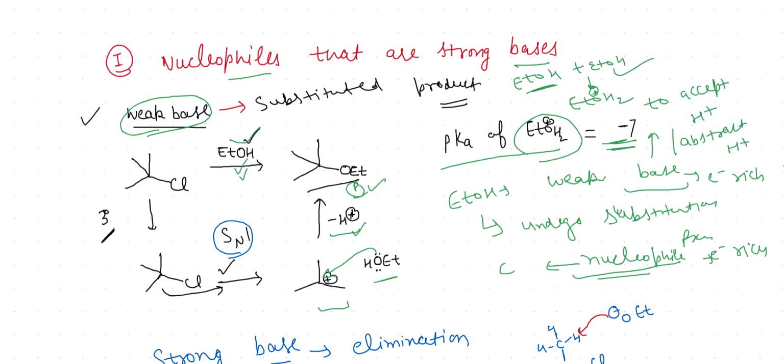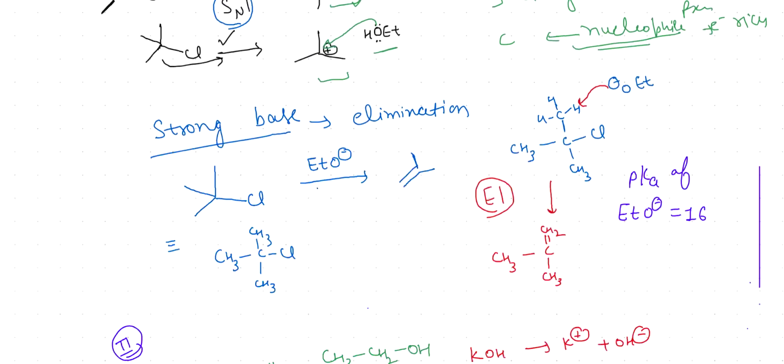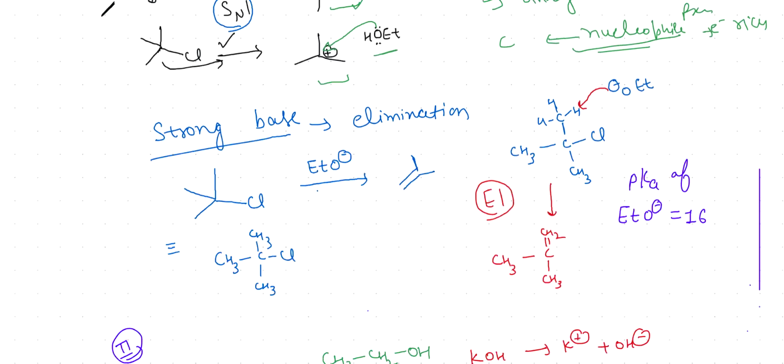See, we have conducted the same reaction using a strong base, in which the base is ethoxide ion. Ethoxide ion has the negative charge on the oxygen. So the product formed here is the alkene. It is favoring elimination. Why is this favoring elimination?